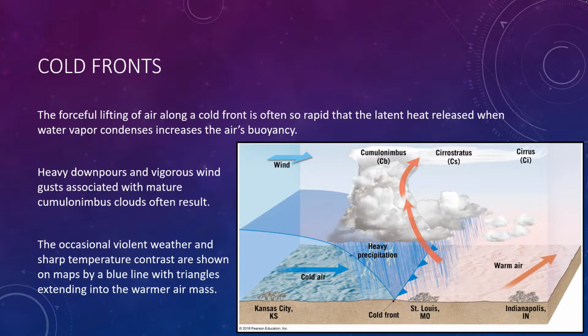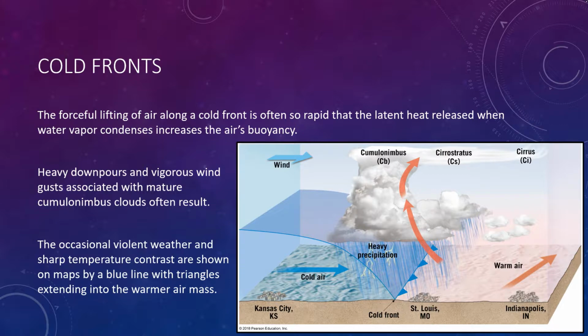As a cold front approaches, commonly from the west or northwest, towering clouds can often be seen in the distance. Near the front, a dark band of ominous clouds foretells the coming weather. The forceful lifting of air along a cold front is often so rapid that the latent heat released when water vapor condenses appreciably increases the air's buoyancy. The heavy downpours and vigorous wind gusts associated with mature cumulonimbus clouds frequently result.